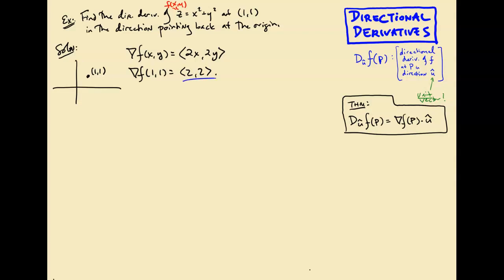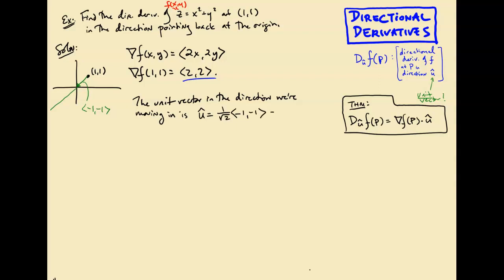But we're also going to need the unit vector in this direction. Well, what's that going to be? First off, we can easily get the vector pointing from (1, 1) back to the origin. That vector is clearly going to be (-1, -1). All right, but that's not a unit vector. The length of that is the square root of 2. The unit vector in the direction we are moving in, let's call it u hat, is going to be 1 over root 2 times the vector (-1, -1). Let's go ahead and pull that negative out because that's unpleasant to deal with. Okay, so there is the unit vector we're working with.